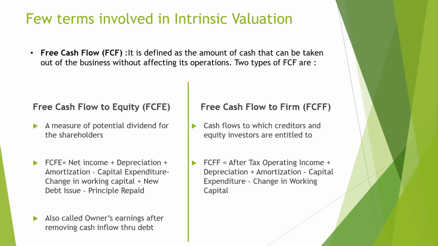If we talk about free cash flow to equity, it gives a measure of potential dividend for the shareholders. It means how much money is available to the company which it can distribute to its shareholders as part of dividend, right? And basically it is calculated as net income plus depreciation and amortization minus capital expenditure minus change in working capital plus new debt issued minus principal repaid.